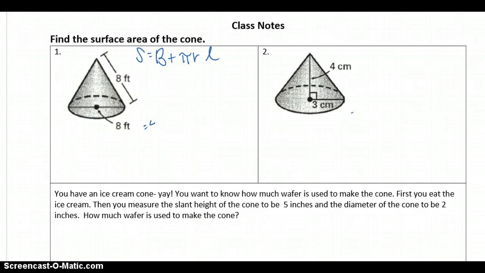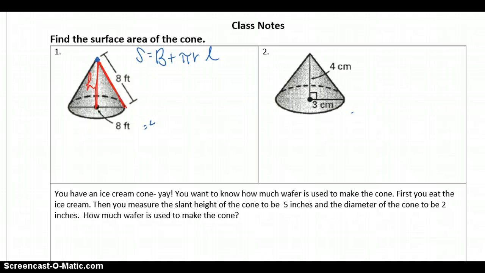So can someone tell me the difference between the slant height and the regular height? The slant height is from the edge of the base. Versus, how does the regular height connect to the base? In the center of the base, okay? So the regular height is from the vertex to the center of the base, and we use the letter H to talk about that height. This slant height is the one going from the vertex to the edge of the base.